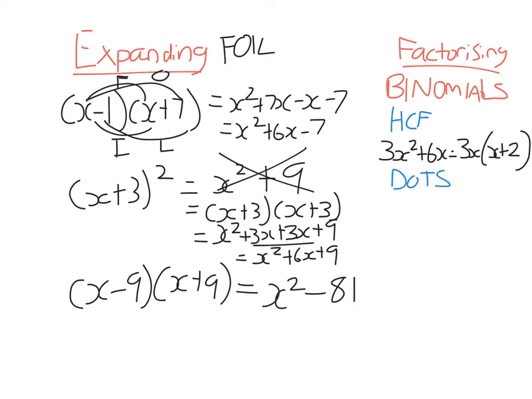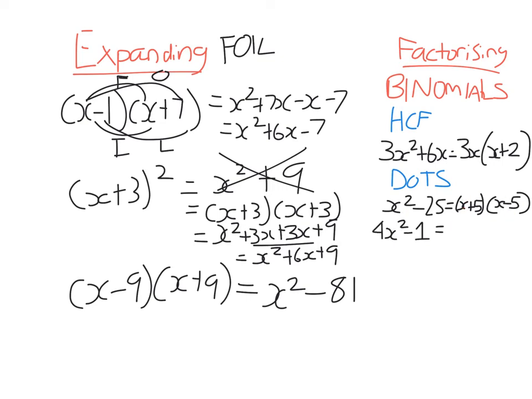The other method for binomials is difference of two squares. We're just reversing the process we did here. So when you have a perfect square minus a perfect square, what you do is you get your two brackets, square root the first, square root the second, one gets a plus, one gets a minus. So if I were to use FOIL on this, I would get this.